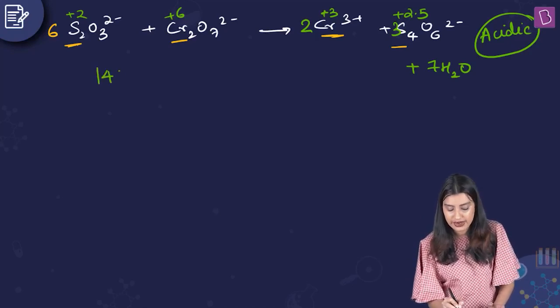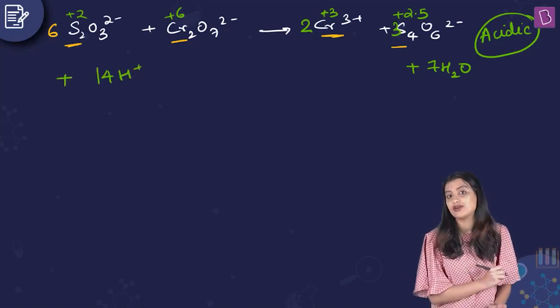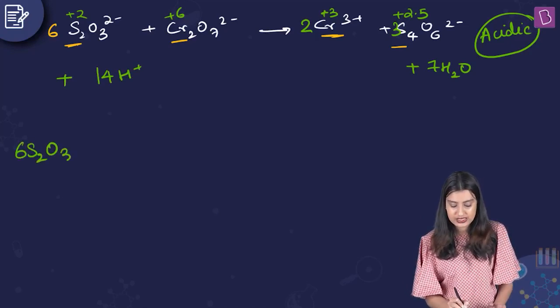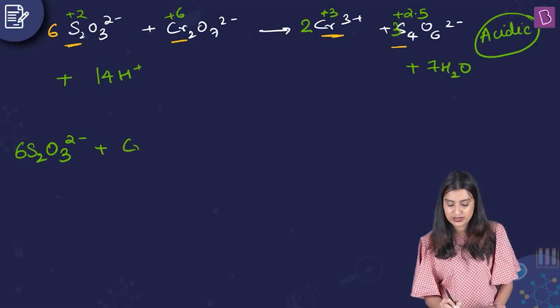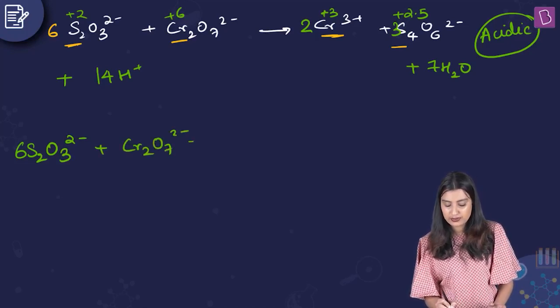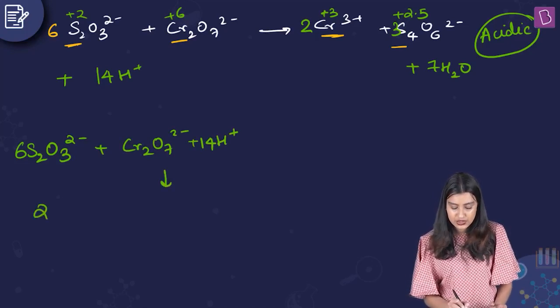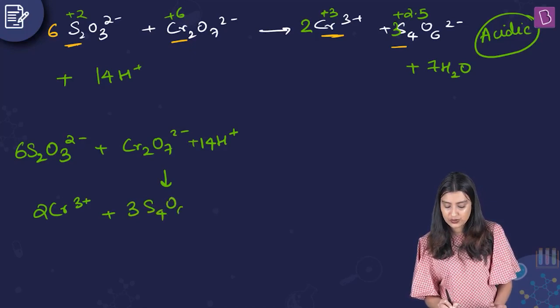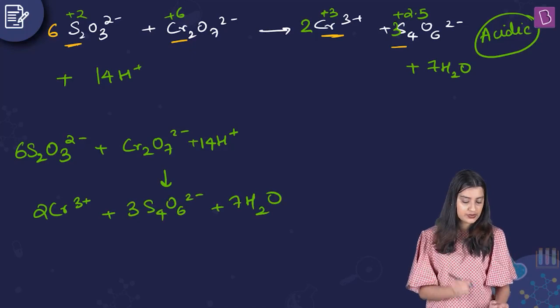So go ahead and write 14H+ on the reactant side. So your final balanced equation is this. You have 6S2O3 2- plus Cr2O7 2- plus 14H+ giving you 2Cr3+ plus 3S4O6 2- plus 7H2O. Okay, this is what you get.